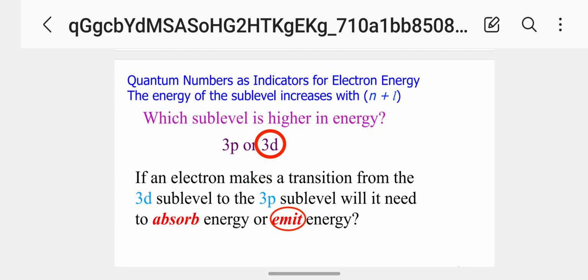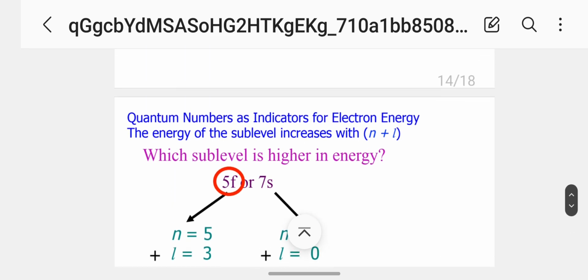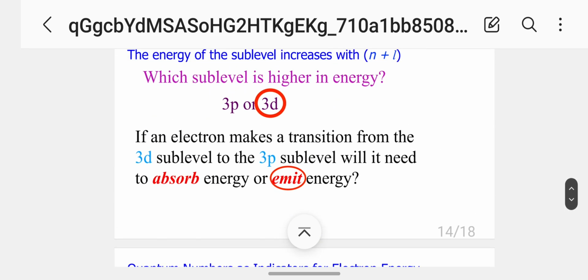So in this case we have a transition being done from 3d to 3p. So obviously the electron will absorb... sorry, my apologies, excuse me to my listeners. Okay, so in this case, will it need to absorb energy or emit energy?